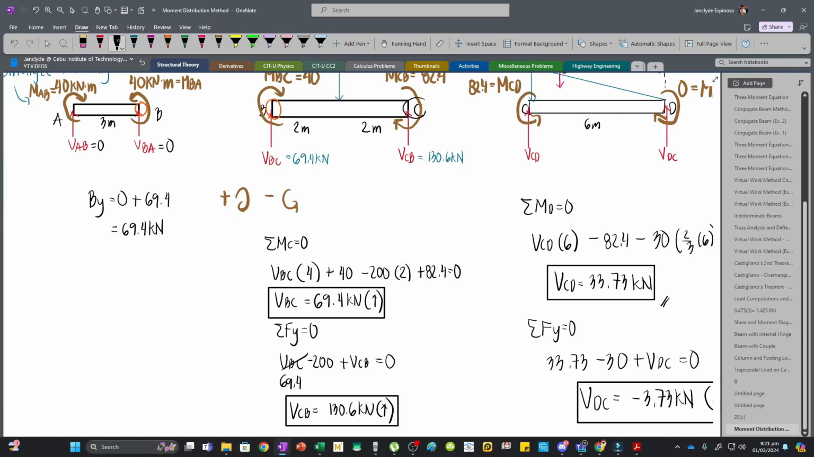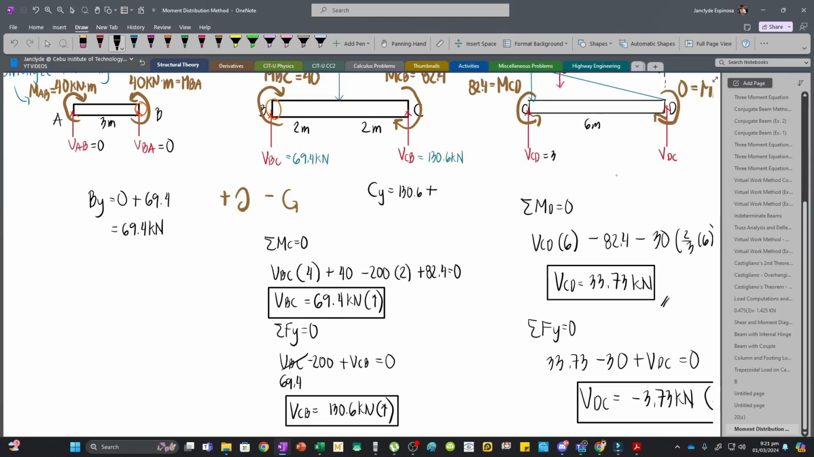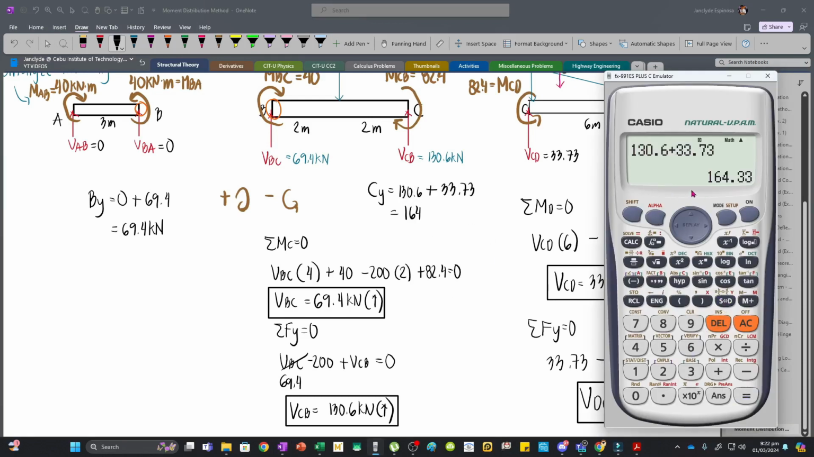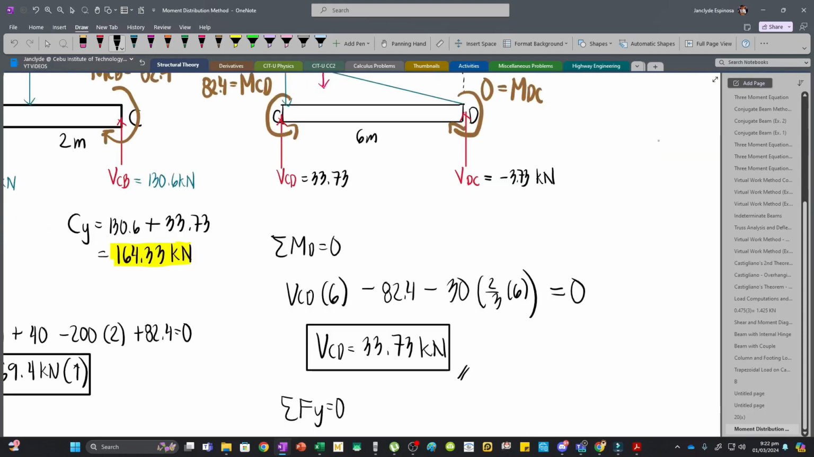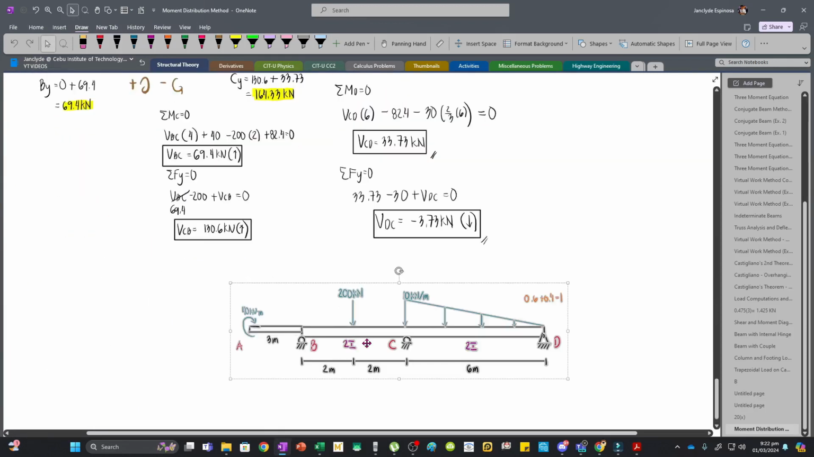And then for point C, we have CY is equal to 130.6 plus VCD, which is 33.73. So this is 33.73, and then adding both of these, we have 164.33, and then this is kN. And then for VDC, we have negative 3.73, and then this is kN. However, since this is negative, then our assumed direction is actually wrong. And so if we'll consider the whole beam, we have the following reactions.